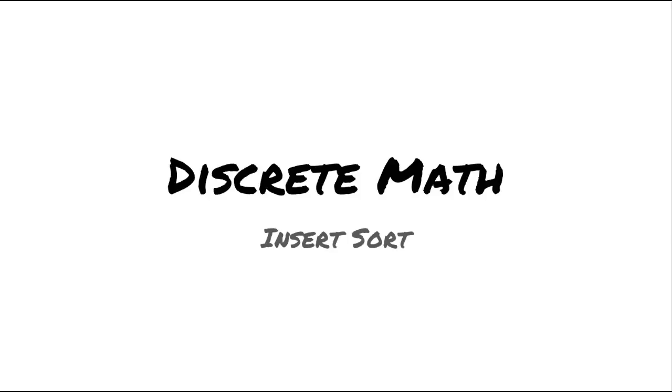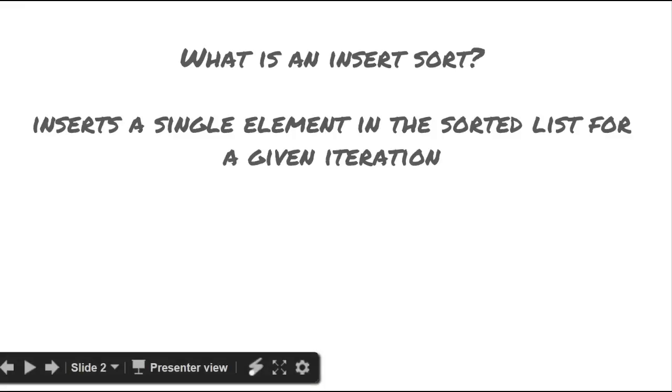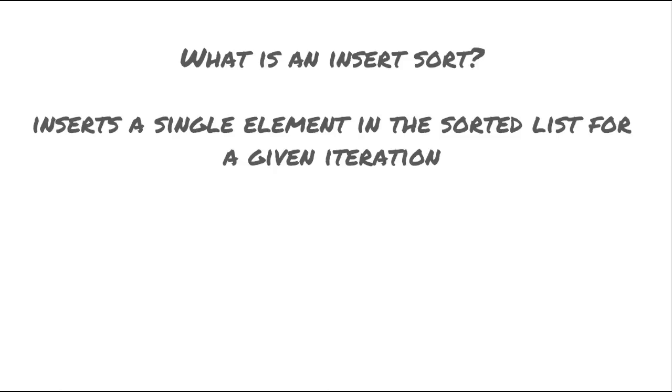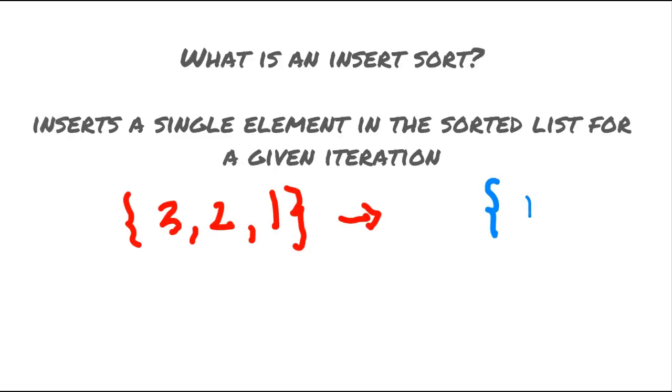Alright, let's discuss insertion sort. What is an insertion sort? Basically, it inserts a single element into a sorted list for a given iteration. Say we have elements like 3, 2, and 1. Our goal is to come up with a sorted set. Say we want to come up with 1, 2, and 3.